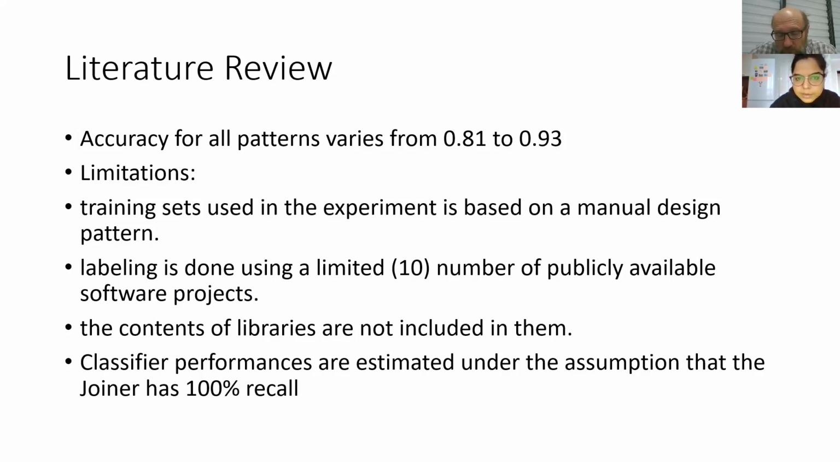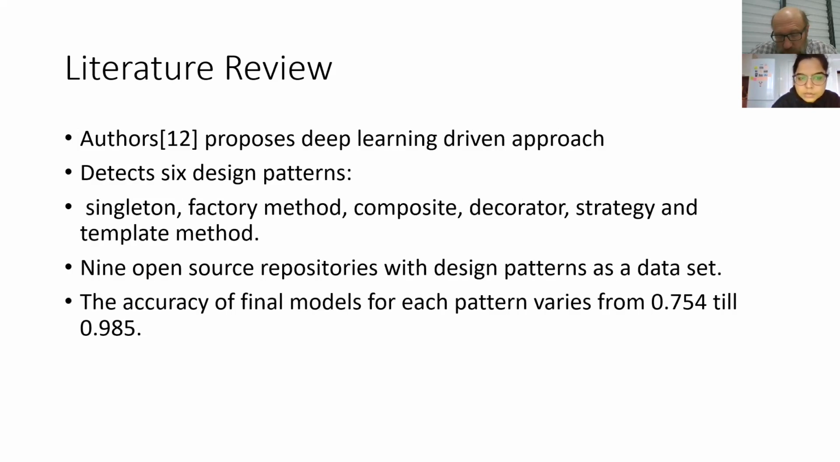So we tried to find another paper and see what kind of data set other machine learning models are using. In another paper we found, they actually used open source projects, 9 open source repositories, and tried to detect design patterns on these repositories. But again, they had the limitation of 6 design patterns. So on these 9 open source repositories, they detected these 6 design patterns.